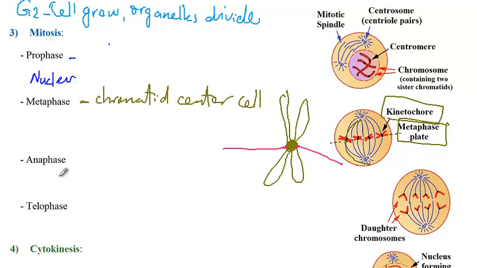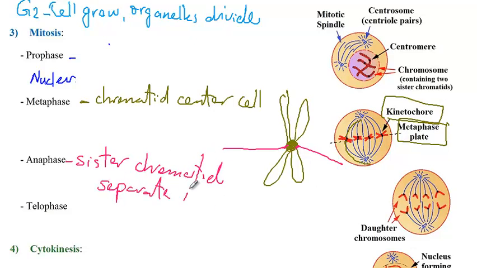And then during the next phase, which is anaphase, sister chromatids start to pull apart from each other. As the spindle fibers start to shorten, sister chromatids will start to move to the opposite poles of the cell. So in anaphase, sister chromatids will separate into opposite poles of the cell. And at the same time the centromeres will start to divide.